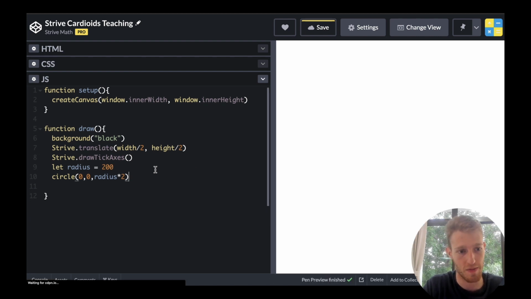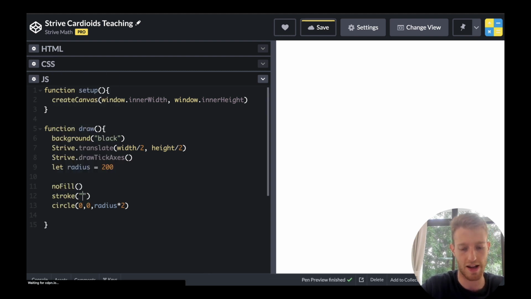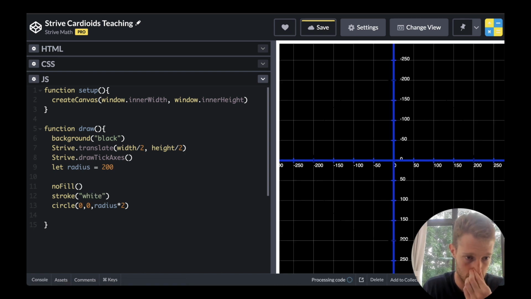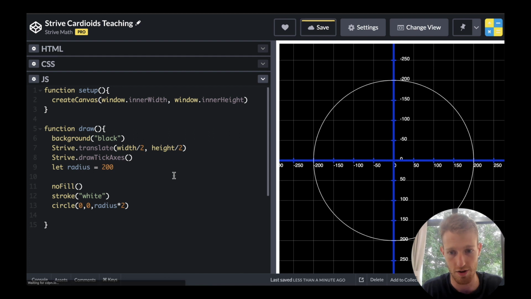Let's make sure that works. And let's only get the outline. So I'm going to say no fill. And I'm going to say stroke, which will define the outline. I'm going to say white. Let's see what happens. Okay, perfect. We got a circle. Now let's get all of these points along the circle.